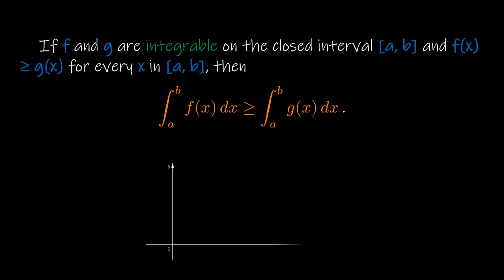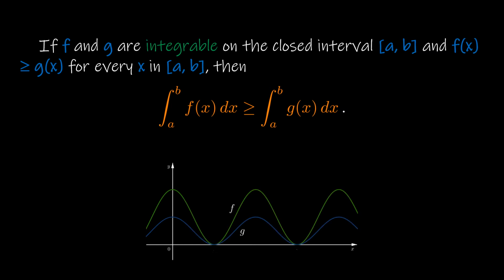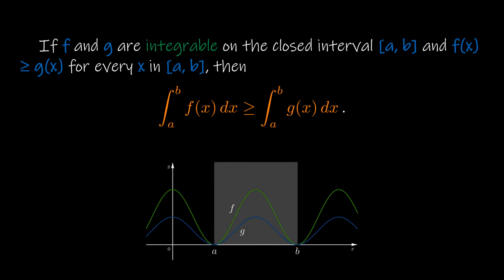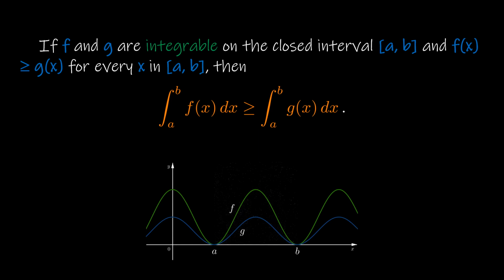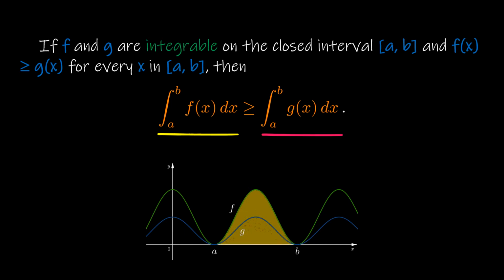In the following figure, consider two functions f and g, where f is above g on the closed interval a, b. The inequality above states that the definite integral of f is greater than or equal to the definite integral of g. And because f and g are both above the x-axis, the inequality also implies that the area bounded by f is greater than or equal to the area bounded by g.